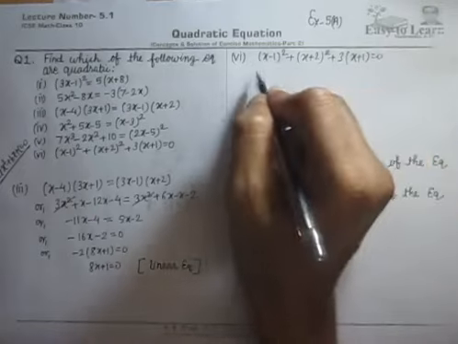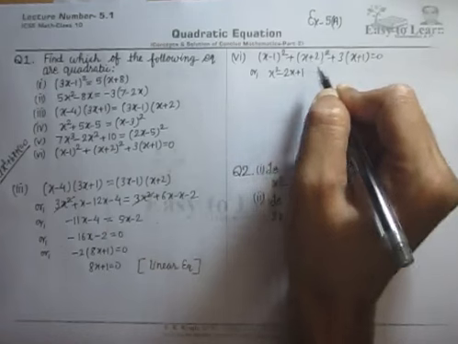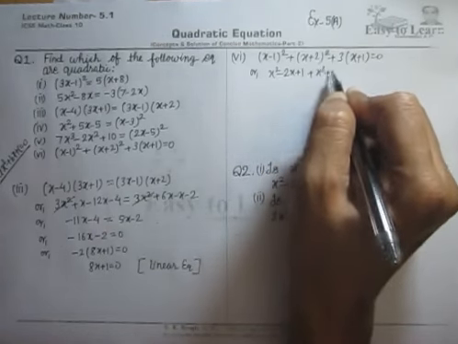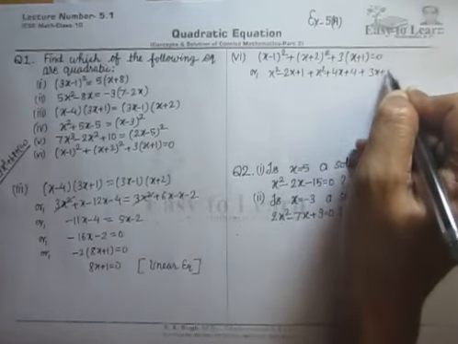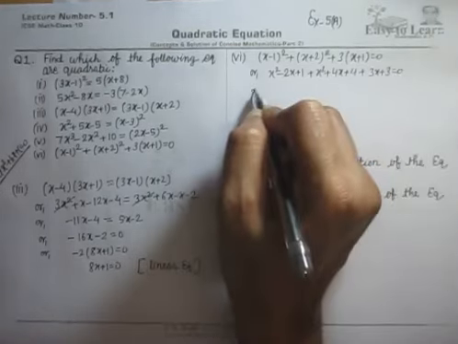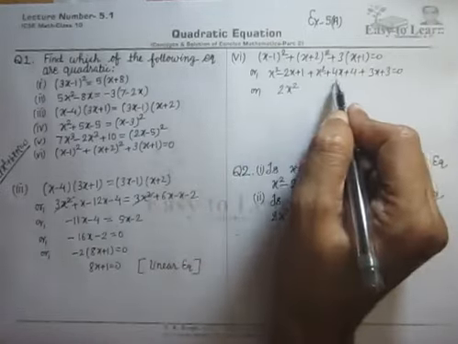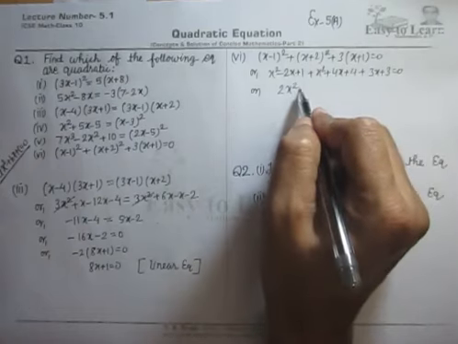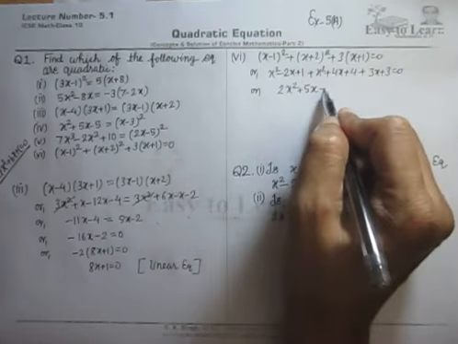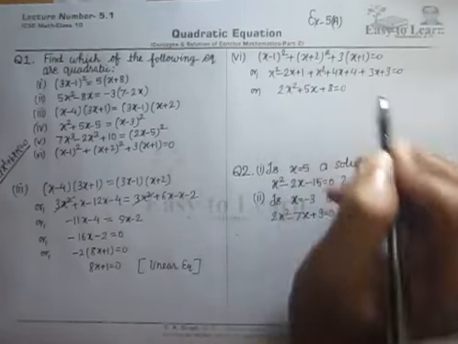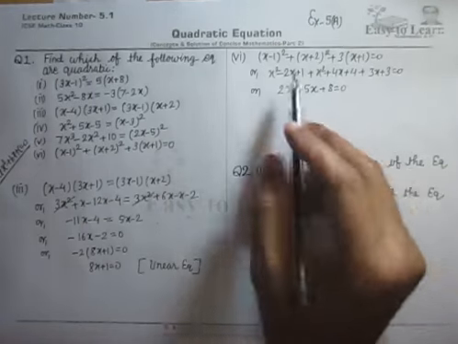Now let us simplify this equation. So it will be x² − 2x + 1 after expansion, plus x² + 4x + 4, plus 3x + 3 = 0. So x² plus x² is 2x², 4x plus 3x is 7x, minus 2x, so it will be 5x, and 4 plus 3 is 7, plus 1 is 8, equal to 0. So this is the simplest form of this equation.